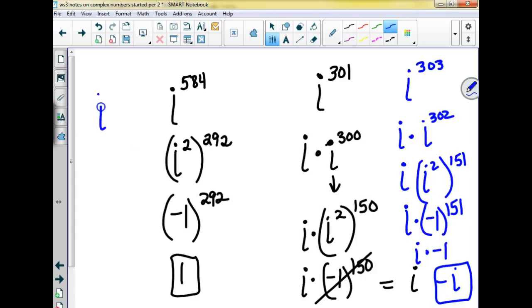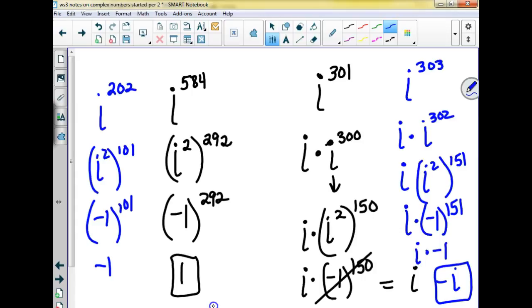Just like if I had had here i to the 202, it would have been i squared to the 101, which would have been negative 1 to the 101, which would have been negative 1 because it's an odd power. Those are all 4 right there. Negative 1, positive i, or negative i. Okay?